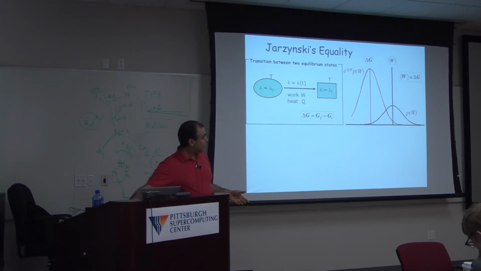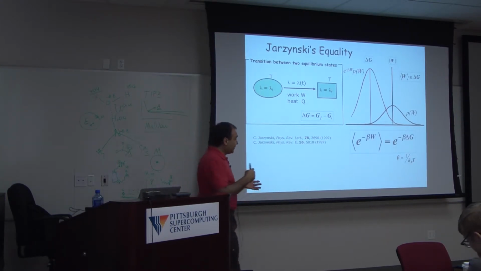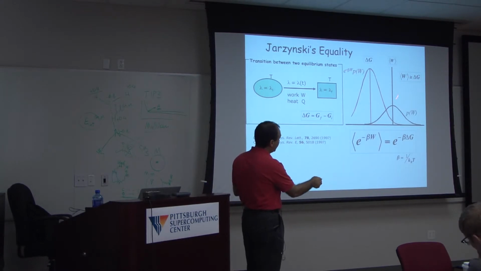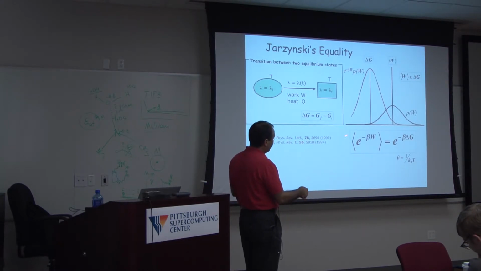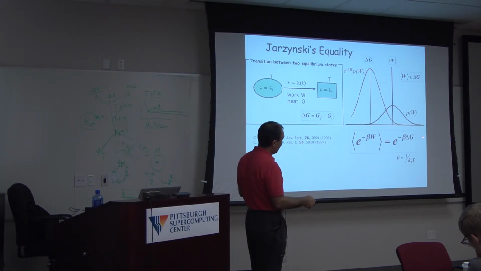So that's this sort of going from this inequality to this equality or identity here. So we call it Jarzynski's identity or equality, if you work with the exponent here.